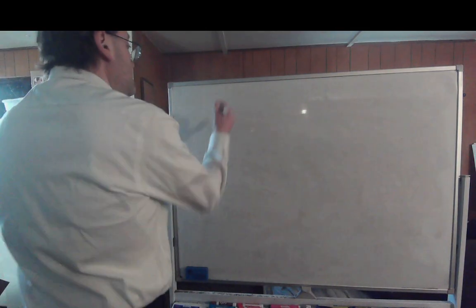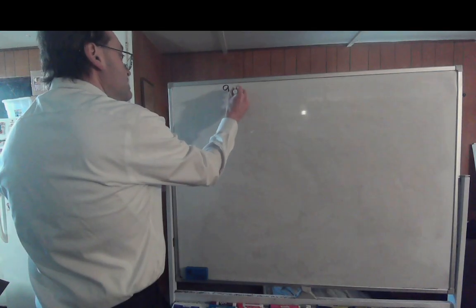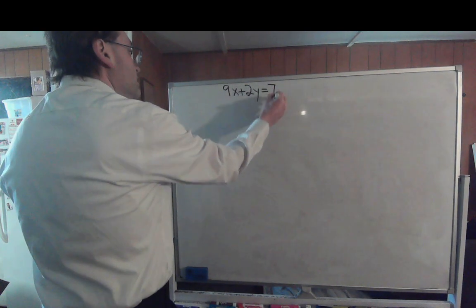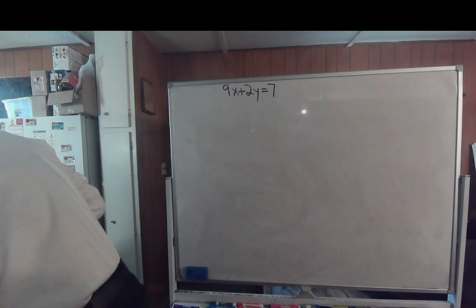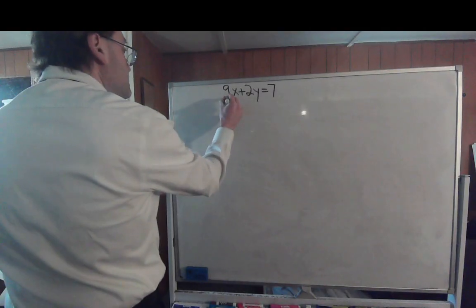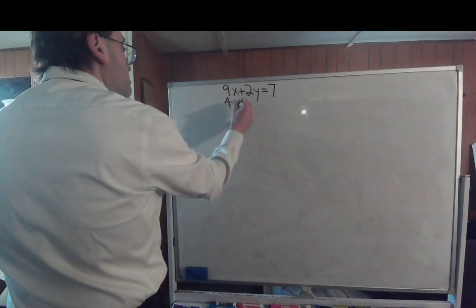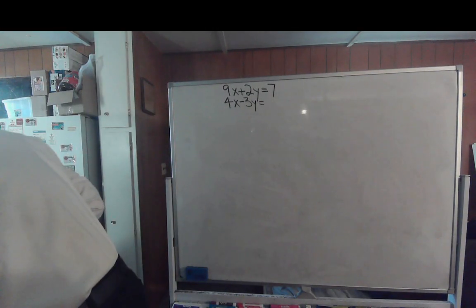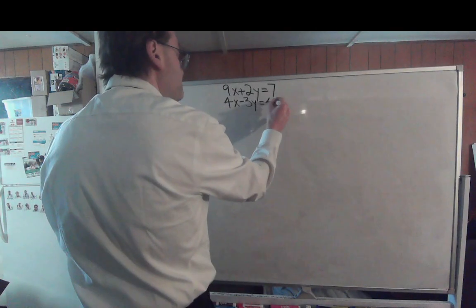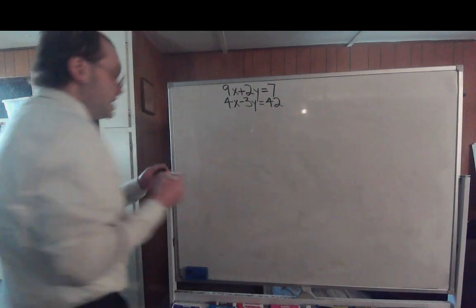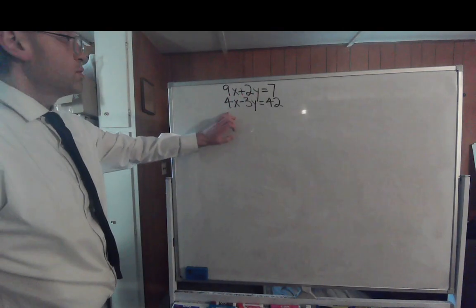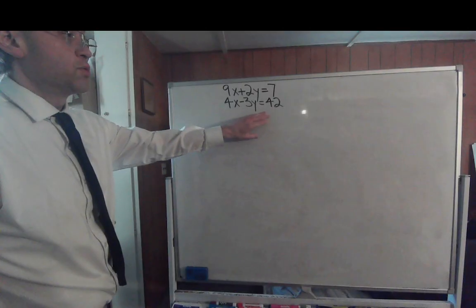Okay, next system, 9x plus 2y is equal to 7. Then we have 4x minus 3y is going to be equal to 42. Alright, so here's our system. 9x plus 2y equals 7. 4x minus 3y equals 42.